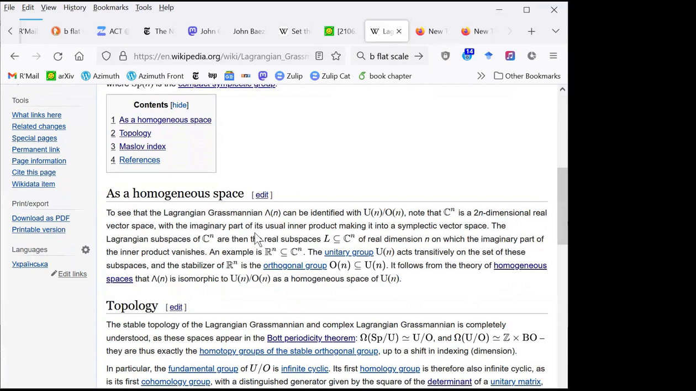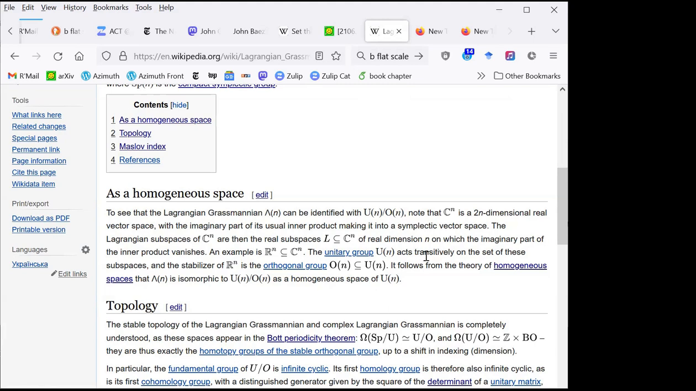And then the Lagrangian subspaces of that will be the real subspaces of Cn on which the symplectic structure, the imaginary part of the inner product, vanishes. For example, Rn sitting inside Cn is a Lagrangian subspace. And then I had to convince myself that the unitary group acts transitively on these Lagrangian subspaces. That was the hardest part.